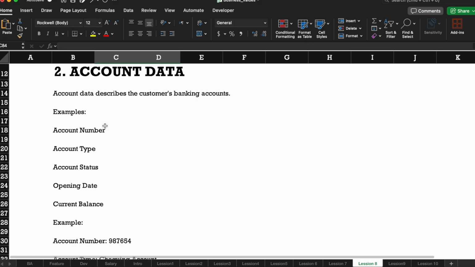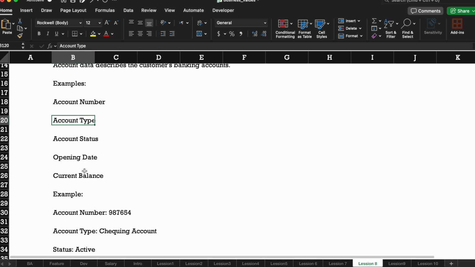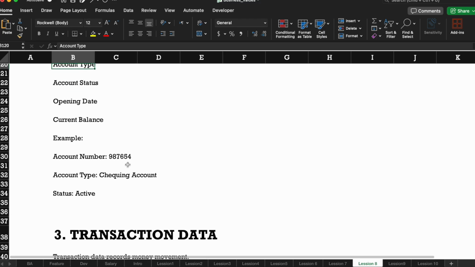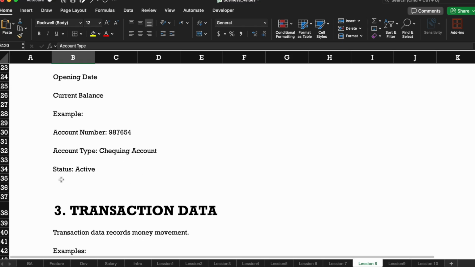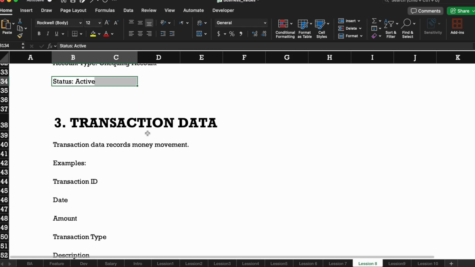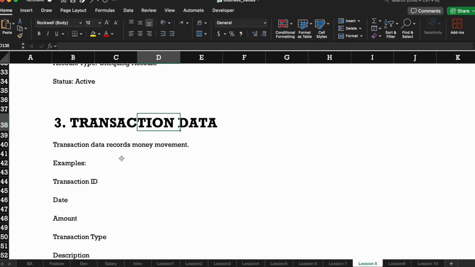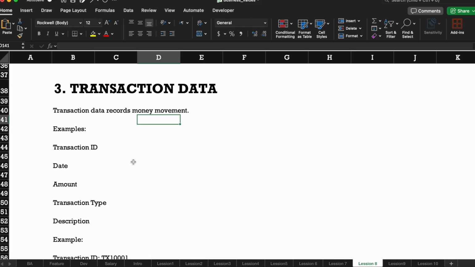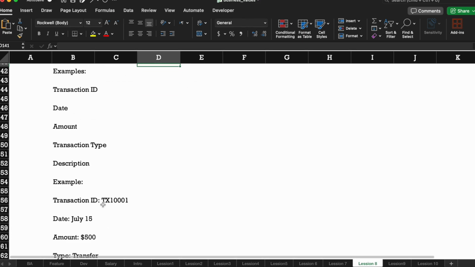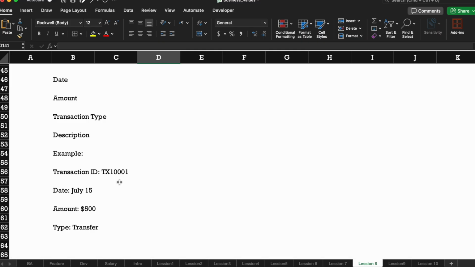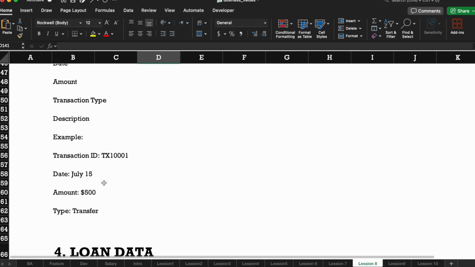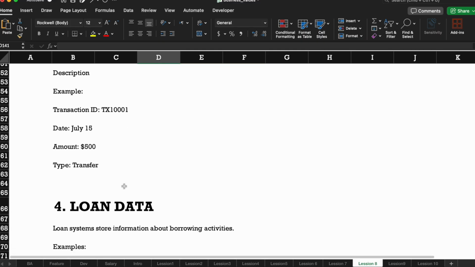Account data. Account data describes the customer's banking accounts. Example: account number, account type, account status, opening date, account balance. Example: account number 989987654, account type checking account, status active. Next one, transaction-related data. Transaction data records money movement. Example: transaction ID, date, amount, transaction type, description. Example: transaction ID TX1001, date July 15, amount $500, type transfer.